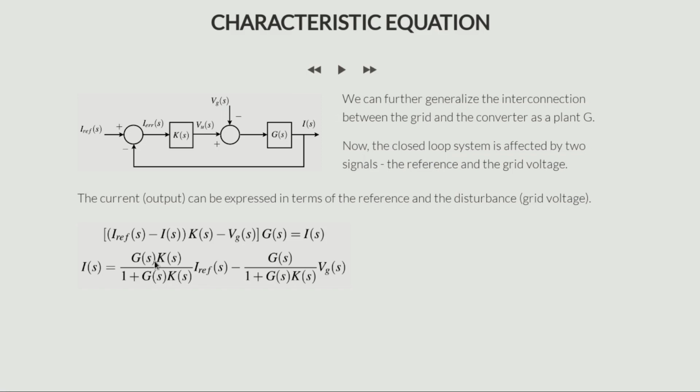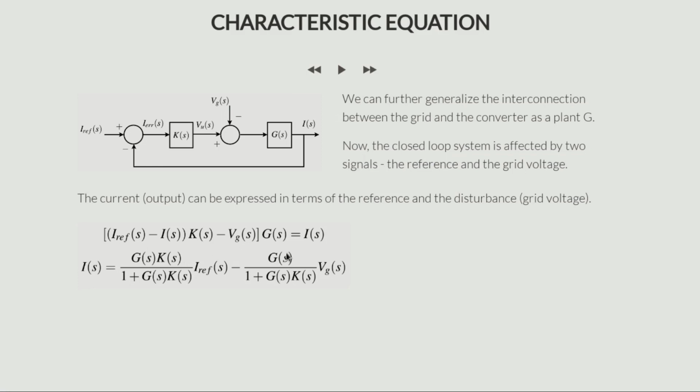If you look at each term, the dependence of the output on the reference varies with the plant model, that is G of S, the plant transfer function, and the controller transfer function, K of S. We have taken this as a PI controller, but we can take any controller we want. That's okay. So this transfer function decides the relationship between the reference and the output.